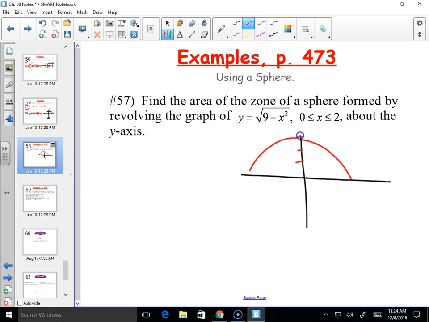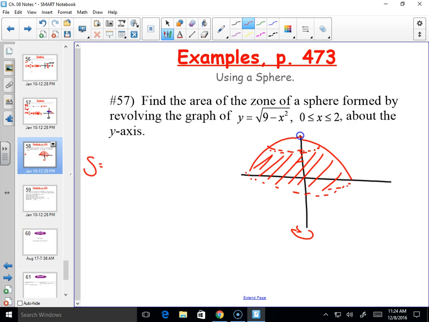They're saying revolved about the y-axis. So right now it's a half sphere, true. But it says only use between 0 and 2. So we're only dealing with this zone. Does that make sense? Forgot about the 0 and 2. Oh, there you go. So then what do you guys have?